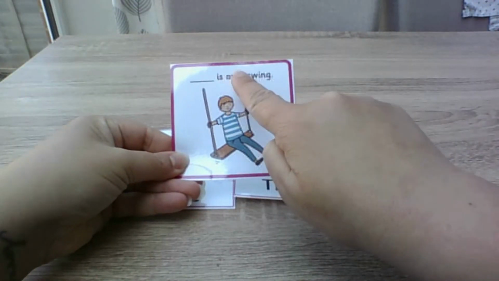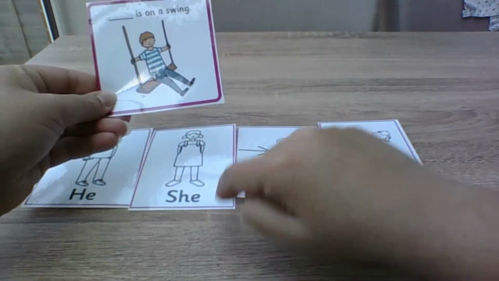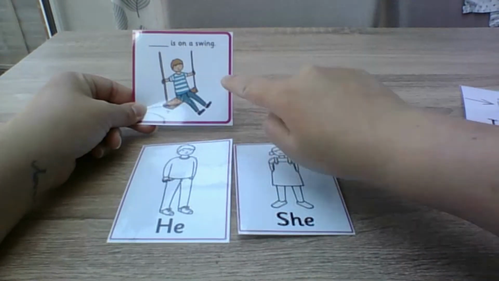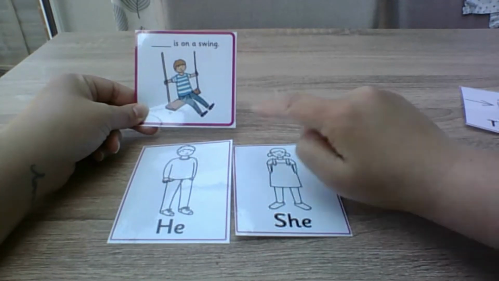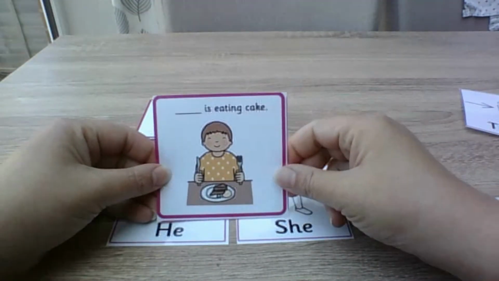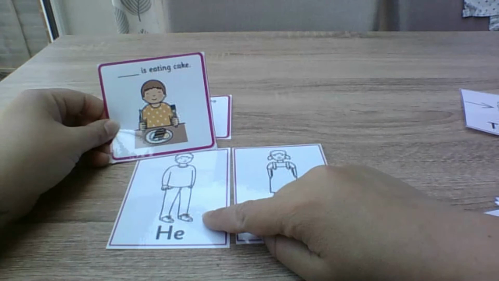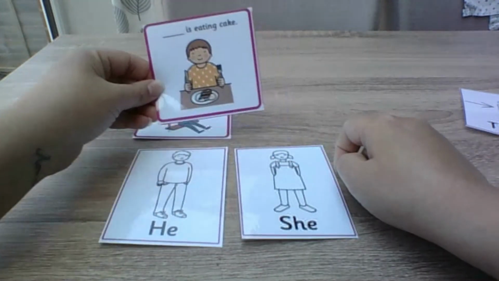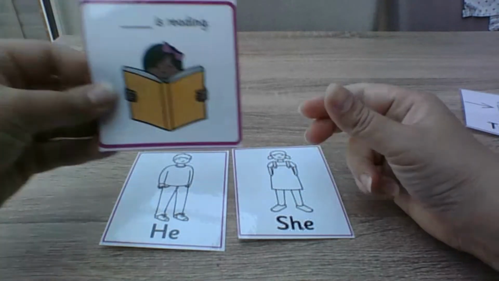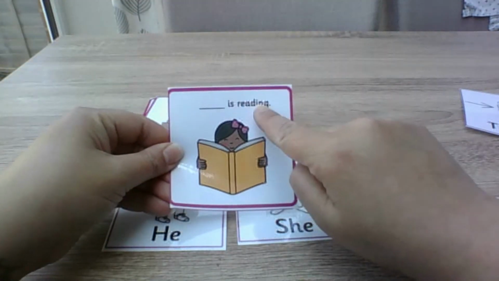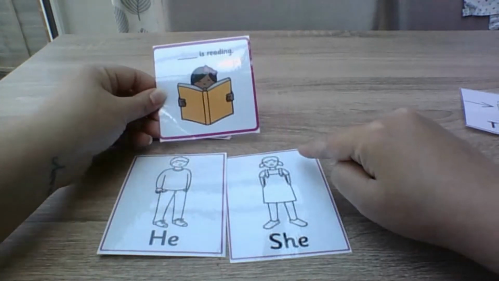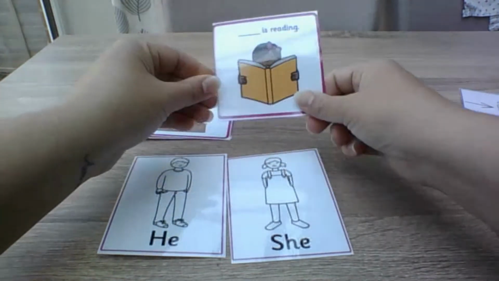And then moving on from that, we have some sentences with a picture. So here it is blank is on a swing. So then your child can decide whether the missing word is he or she. So in this case, it is a boy on the swing, so he is on the swing. Now here we have a boy eating some cake. He is eating cake. Now we have a girl reading a book. Would we use he or she? She is reading a book.